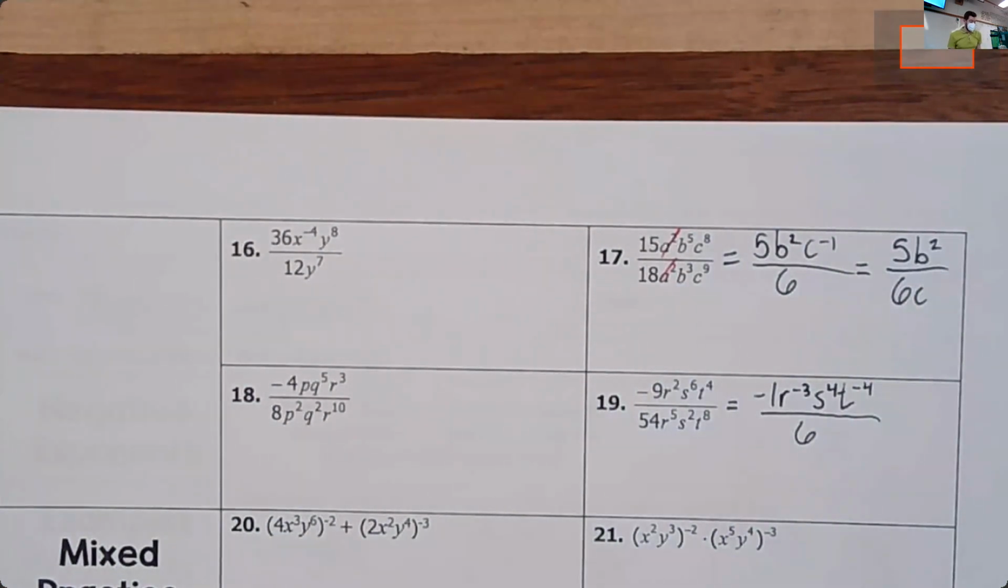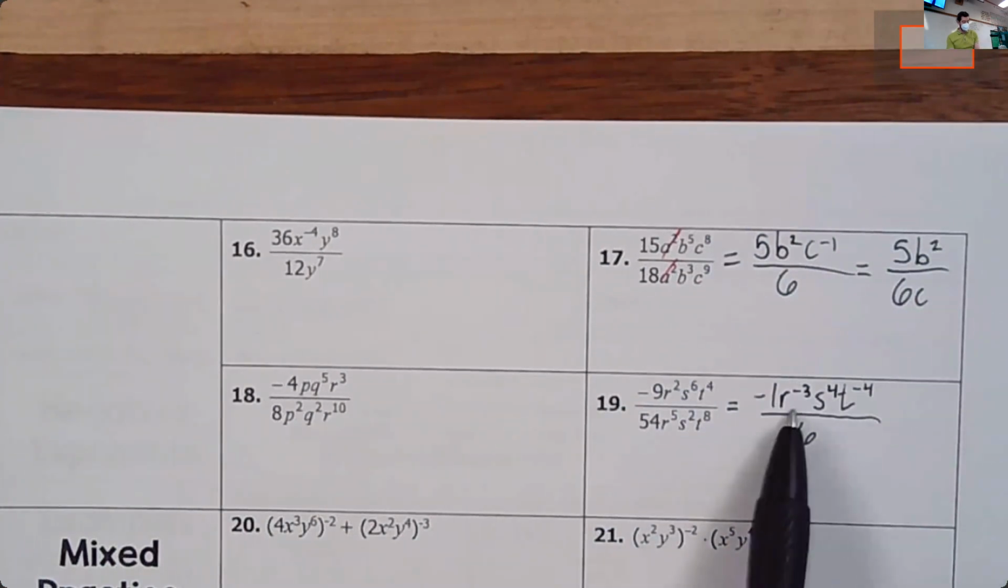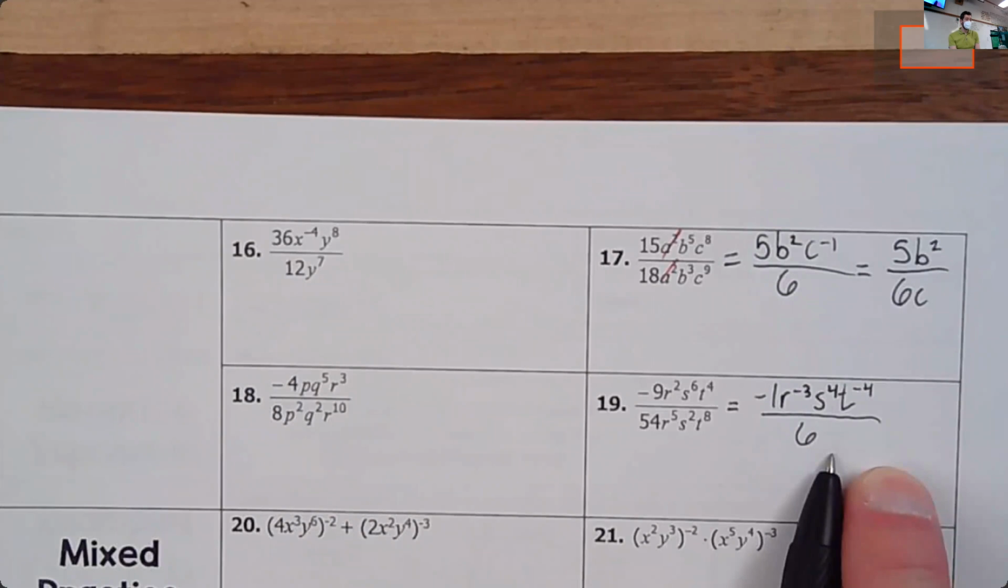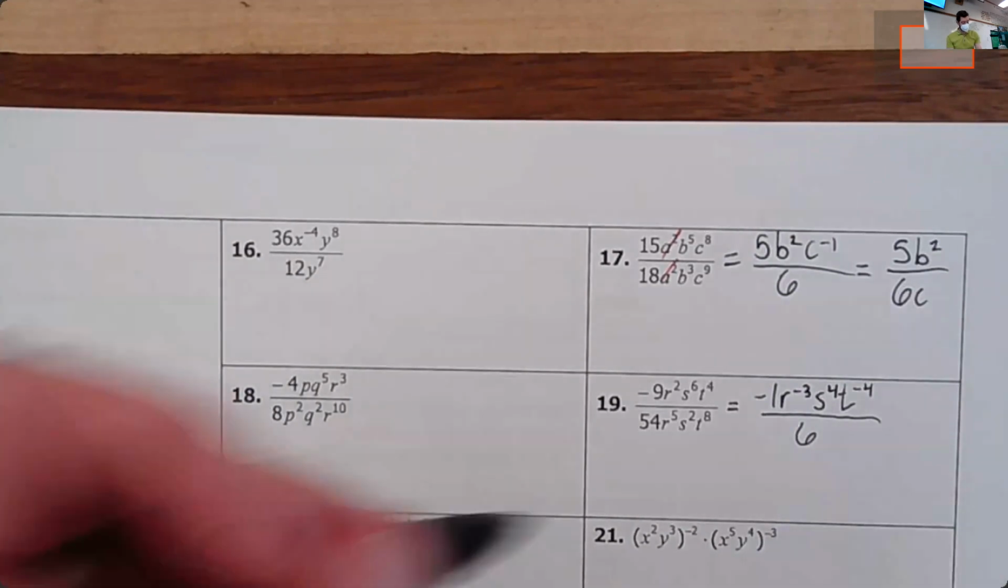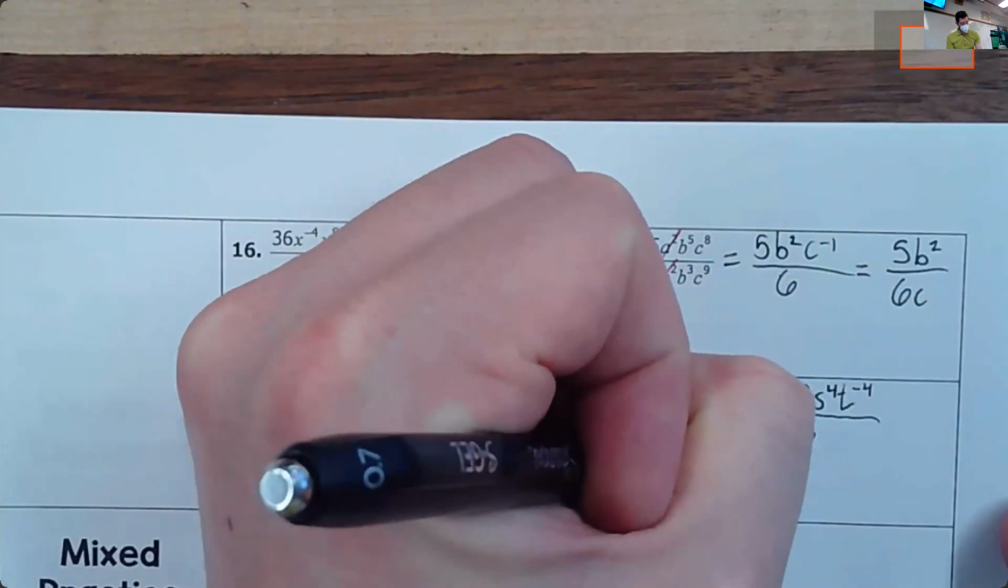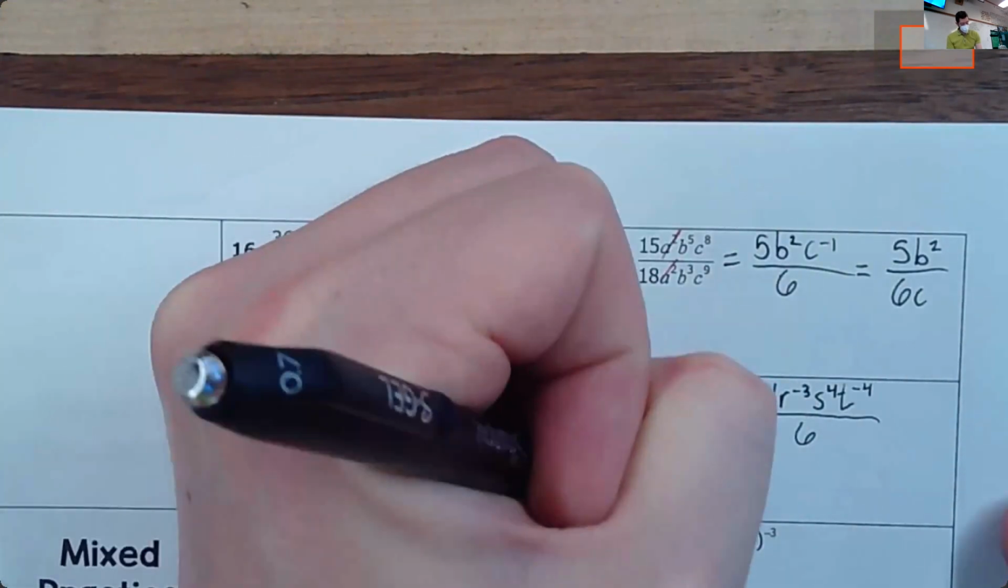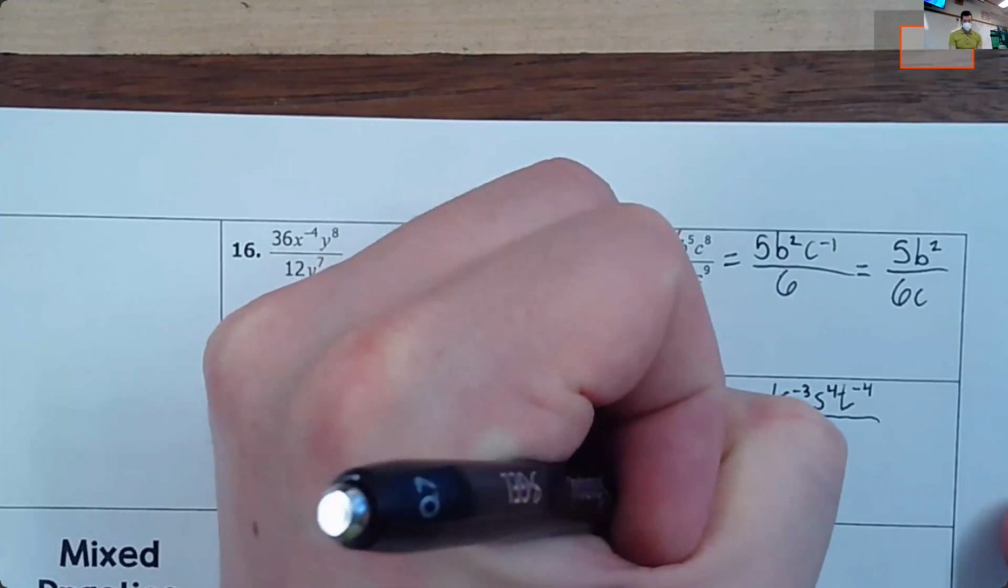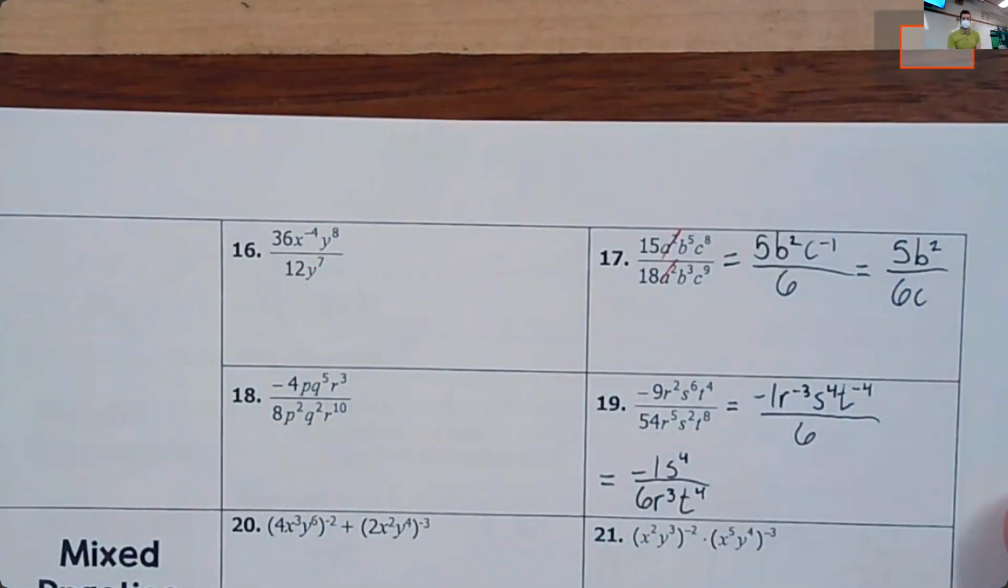Okay. There are two variables here that have negative exponents. So the r and the t both need to be moved to the denominator in order for this to be fully simplified. So we're going to end up with negative 1 s to the fourth over 6 r to the third t to the fourth power. And that is the simplified form for number 19. Again, we're okay having a negative number. We just can't have negative exponents in our final answers.